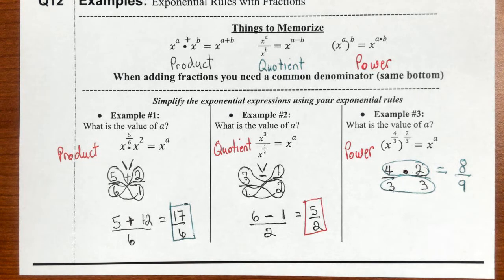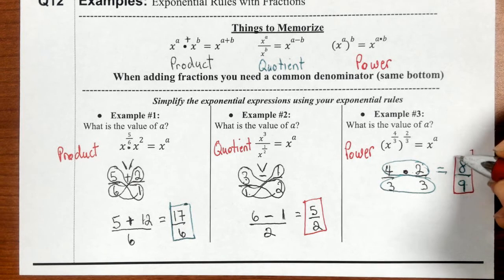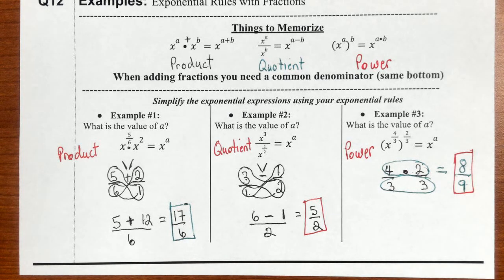So again, that's how we do power rule. Can I simplify this anymore? Is there a number I can divide both 8 and 9 by? No, so I cannot simplify that anymore. This is my answer. Again, always try to simplify whenever you can.